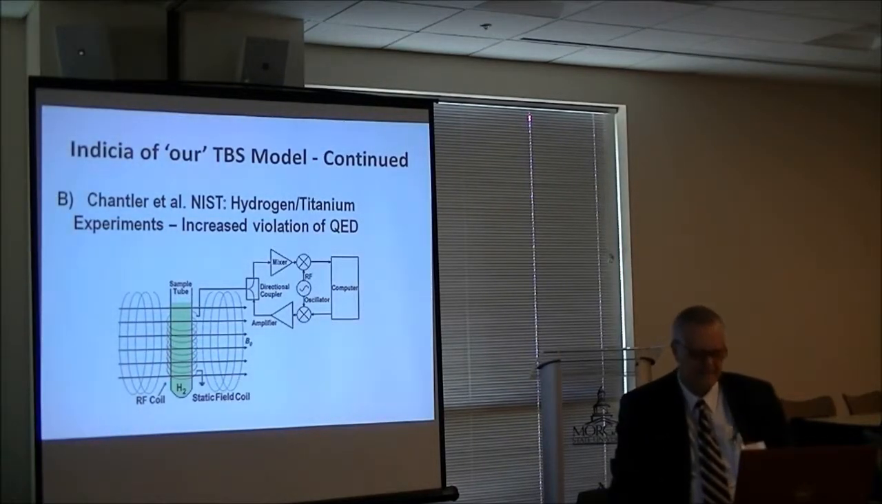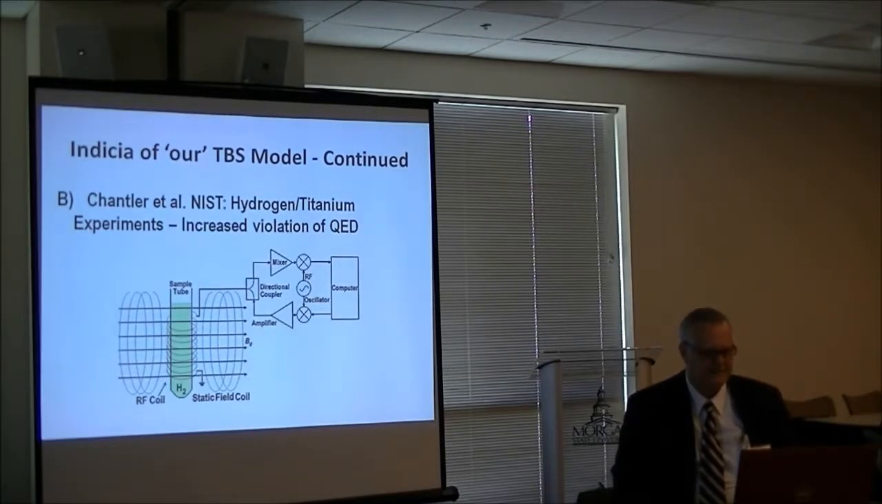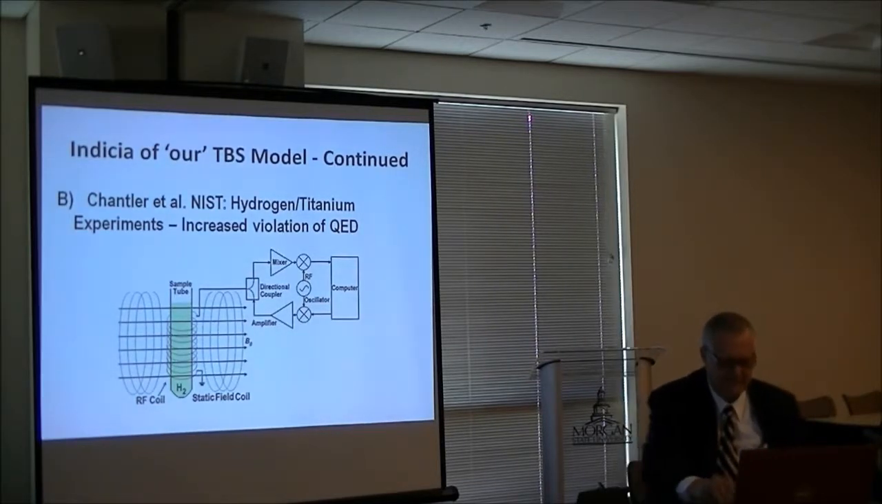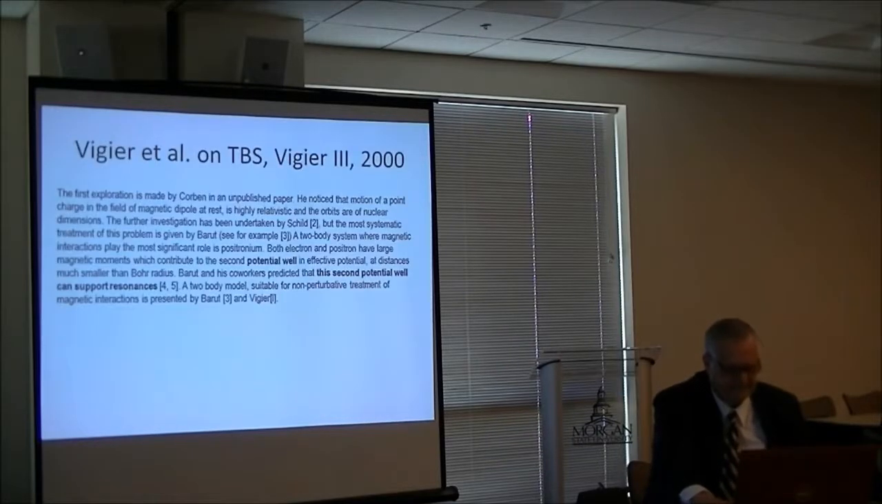The best indicia for our model, experimentally, is work by Chandler and his colleagues. He's done experiments for the last 10 years on hydrogen, and recently he's done some on titanium. The beauty of this is he stripped all the electrons off of titanium except one, so in a sense you have a larger hydrogen atom. You want that kind of simplicity. This is in your memory stick, so you can peruse that at your leisure.